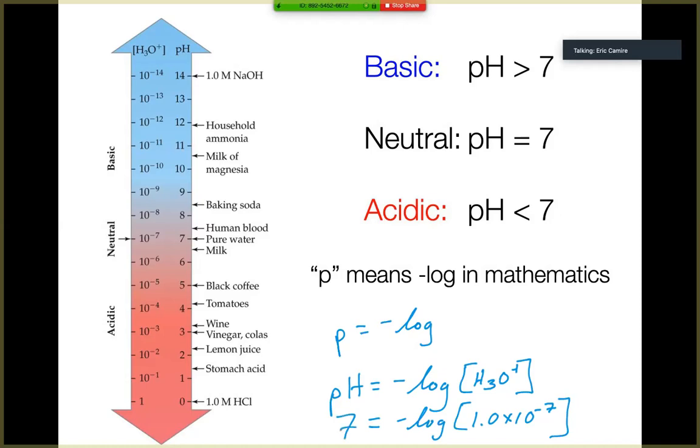And so that's what we're seeing here. There is that relationship. I put my concentration of hydronium in, and then out pops my pH. Again, the reason we have the negative sign here is to make sure the pH numbers are positive numbers. There's nothing special about the negative sign. It's just to make pH a positive scale. That is all.